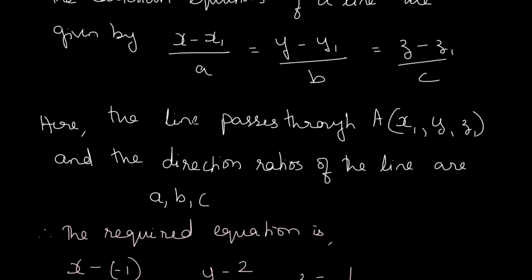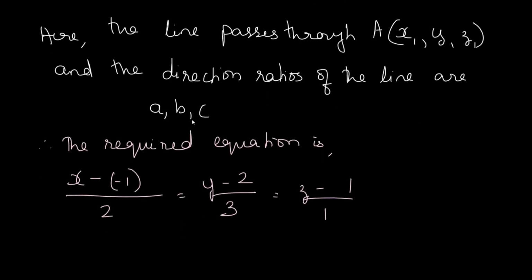So from the question you can find out the points, and modifying this, x minus minus 1 becomes plus 1 upon 2 is equal to y minus 2 upon 3 is equal to z minus 1 upon 1. So this is our final answer for this sum. Now we go to the 11th question, which is easy enough to do. So today we'll cover that 11th question also.